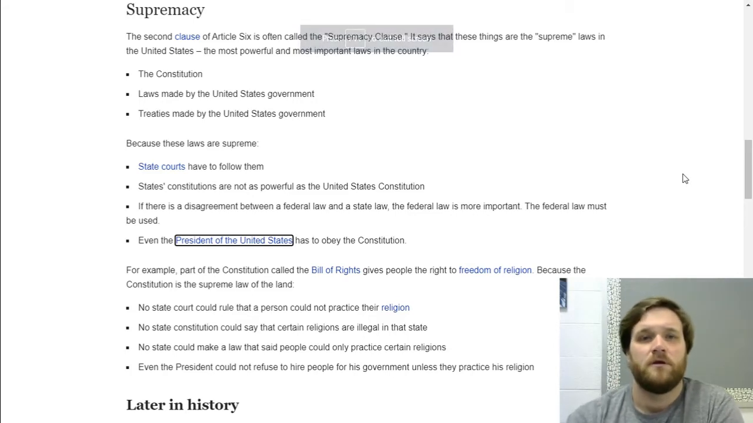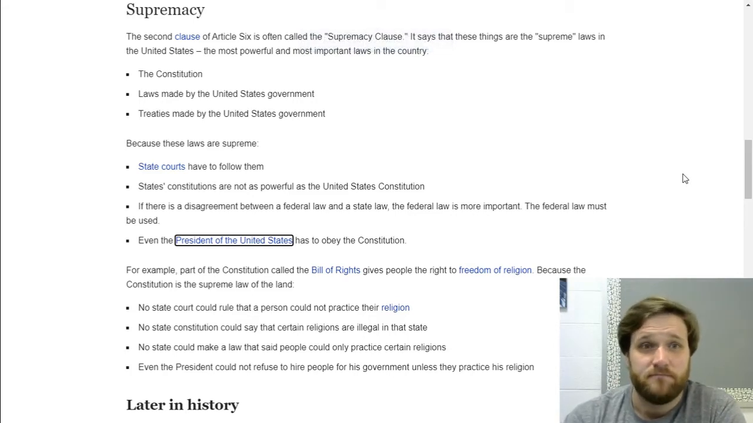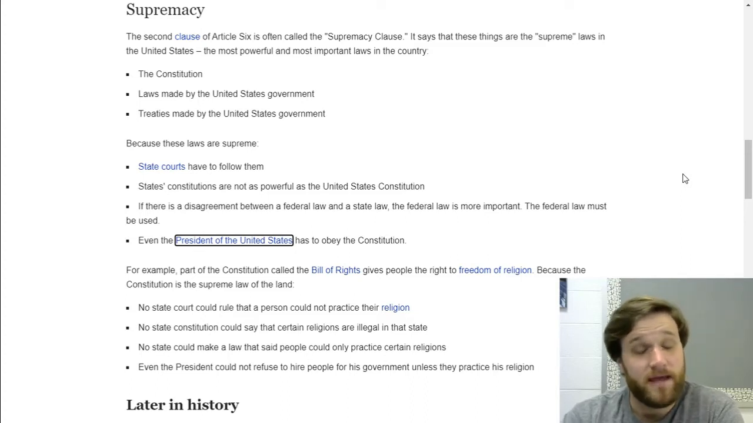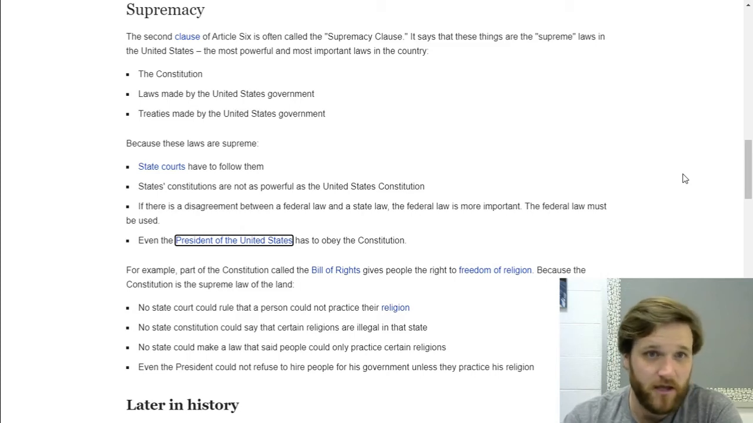Okay. Now, as we said, the second paragraph or clause of Article 6 is called the Supremacy Clause. It says that these things are the, quote, supreme laws in the United States and the most powerful and most important laws in the country. The Constitution, laws made by the U.S. government, and treaties made by the U.S. government. These are the top laws. It doesn't matter what you do, what you say, what states want to do. The federal government in these things dictates what is the ultimate supreme law of the land.